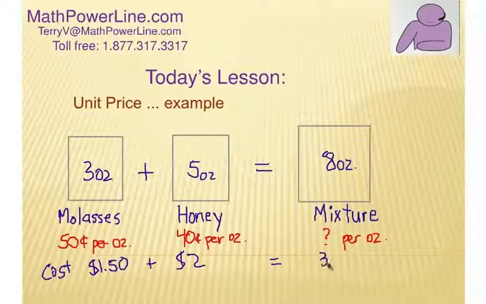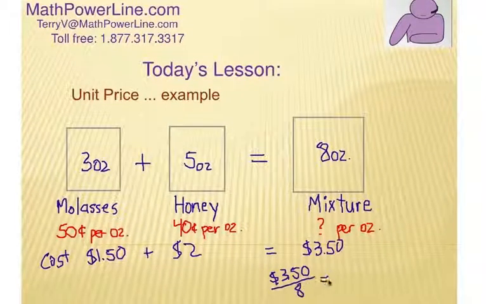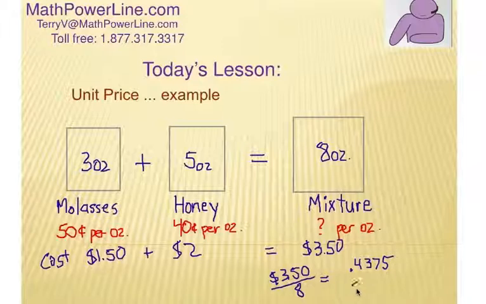Alright, so here's the strategy. We want to figure out the total cost of the ingredients. We want to find out the total ounces, and then we're going to have it as a unit price. So we're going to take the cost, $3.50, and divide it by the amount, which is 8. When we divide that out, it's going to be 0.4375, which in the world of money, of course, we're going to call that 43 cents, actually 44 cents rounded.